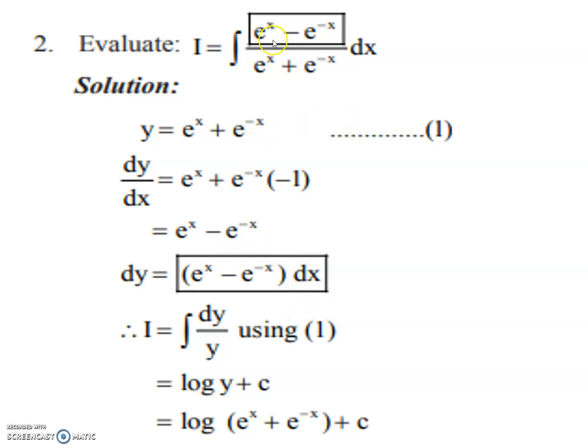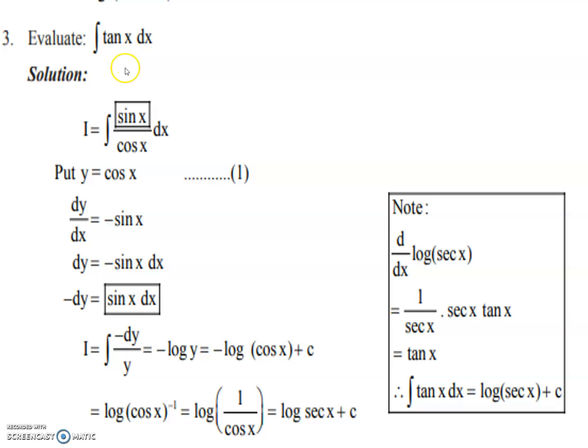Now we put e raised to x minus e raised to minus x dx is equal to dy upon y, where y is e raised to x plus e raised to minus x. We have to know that the integration of 1 upon x is log x. That's why the integration of dy by y is log y plus c. We resubstitute the value of y, which is e raised to x plus e raised to minus x.